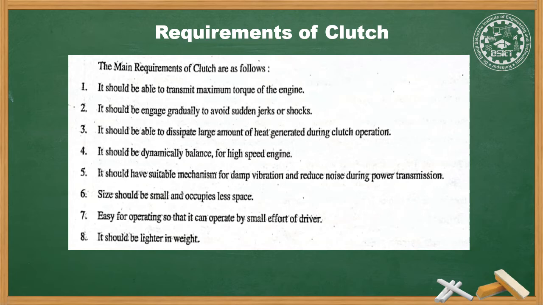It should be able to dissipate large amount of heat generated during clutch operation. Friction is the main principle of operation of clutch, so heat generated will be more. So the clutch should be able to dissipate the heat. It should be dynamically balanced for high speed engine. It should have mechanism to damp vibration and reduce noise during power transmission. Its size should be small and occupy less space. It should be easy to operate so that the operator can operate it by small effort, and it should be lighter in weight. These all are the requirements of a clutch.